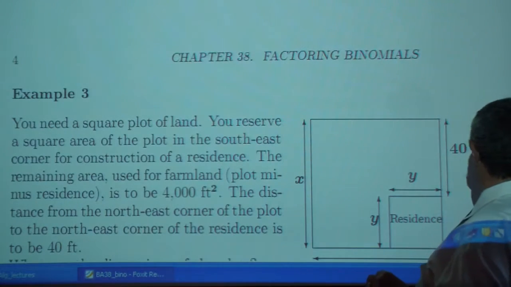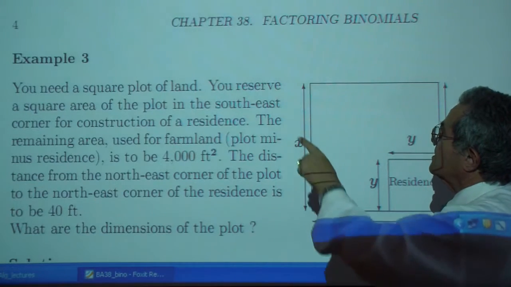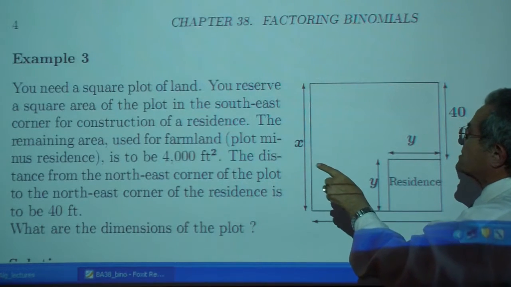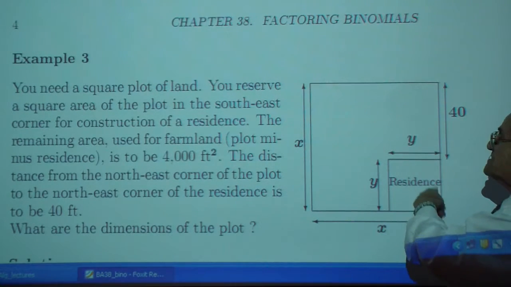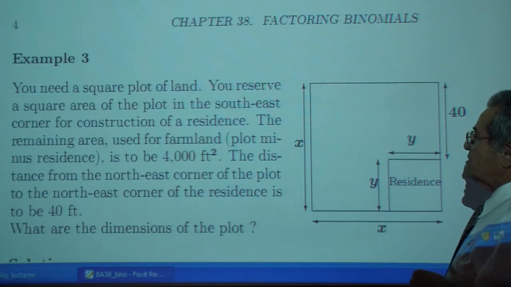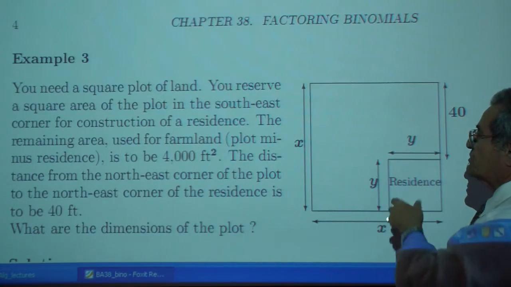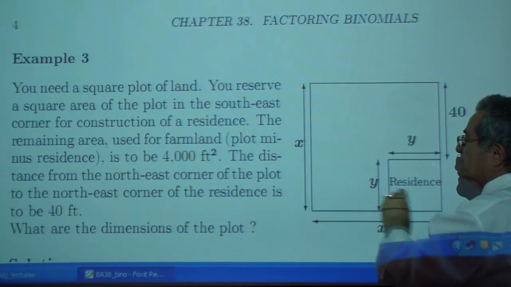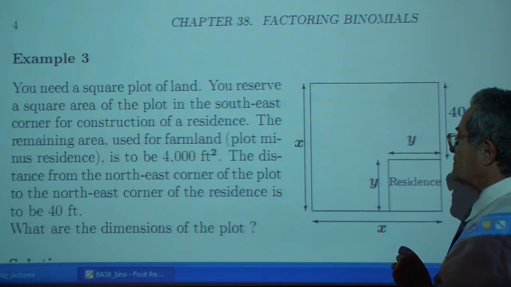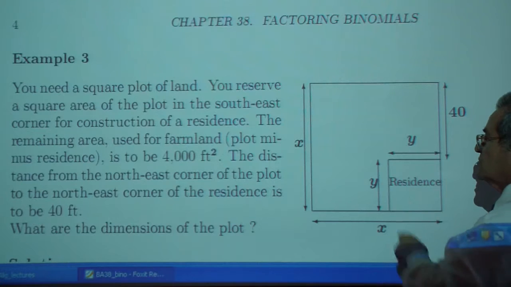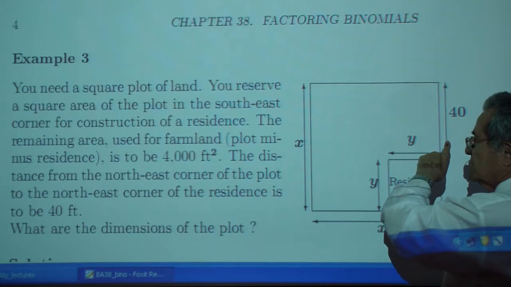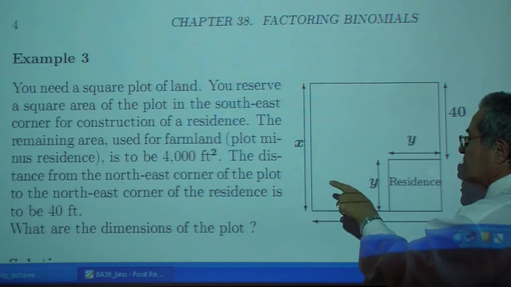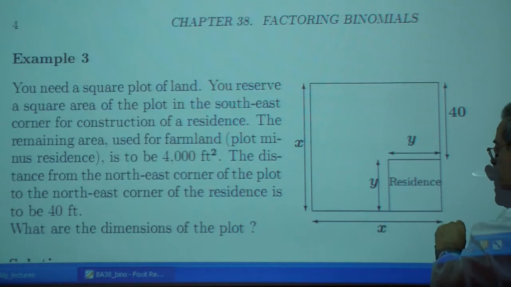Example 3. You need a square plot of land. You reserve a square area of the plot in the southeast corner for construction of a residence. The remaining area used for farmland, the plot minus the residence, is 4,000 square feet, here and here. The distance from the northeast corner of the plot to the northeast corner of the residence is 40 feet.